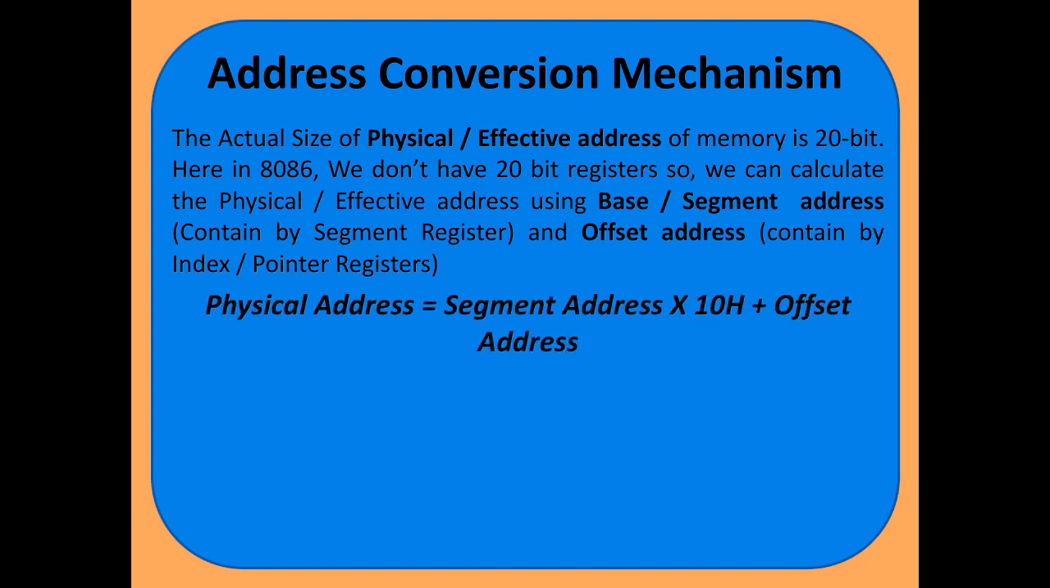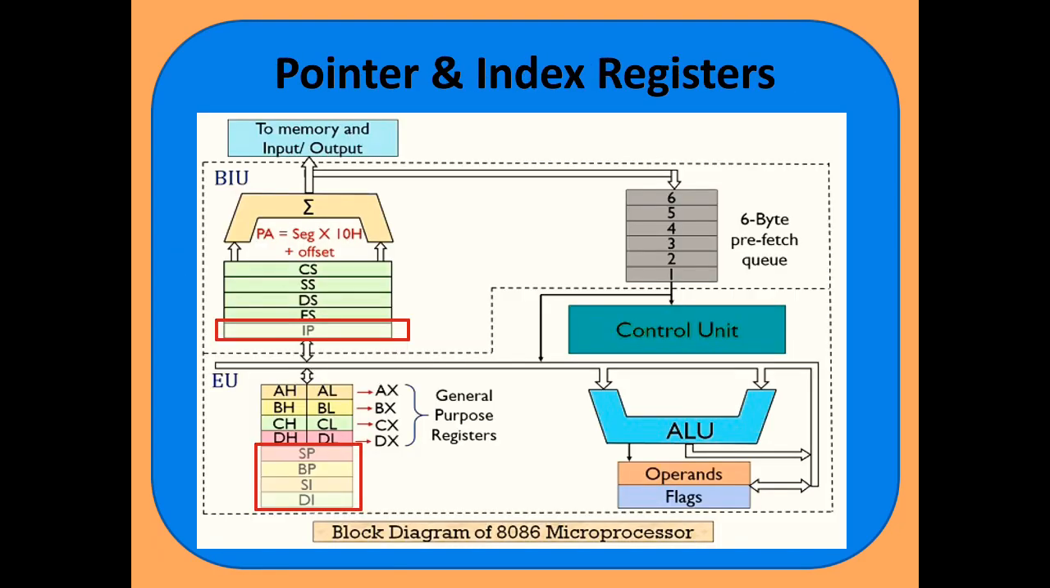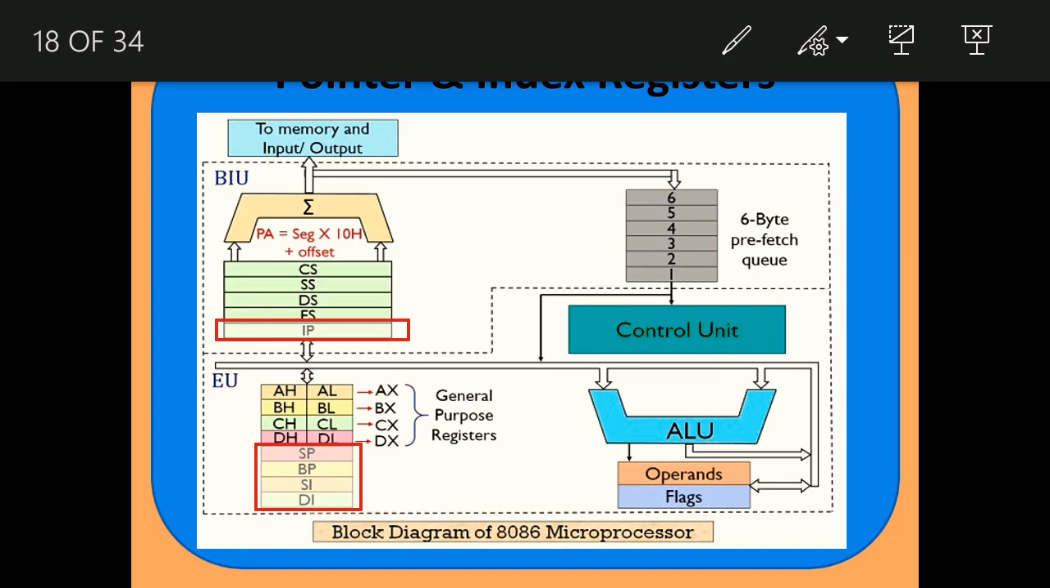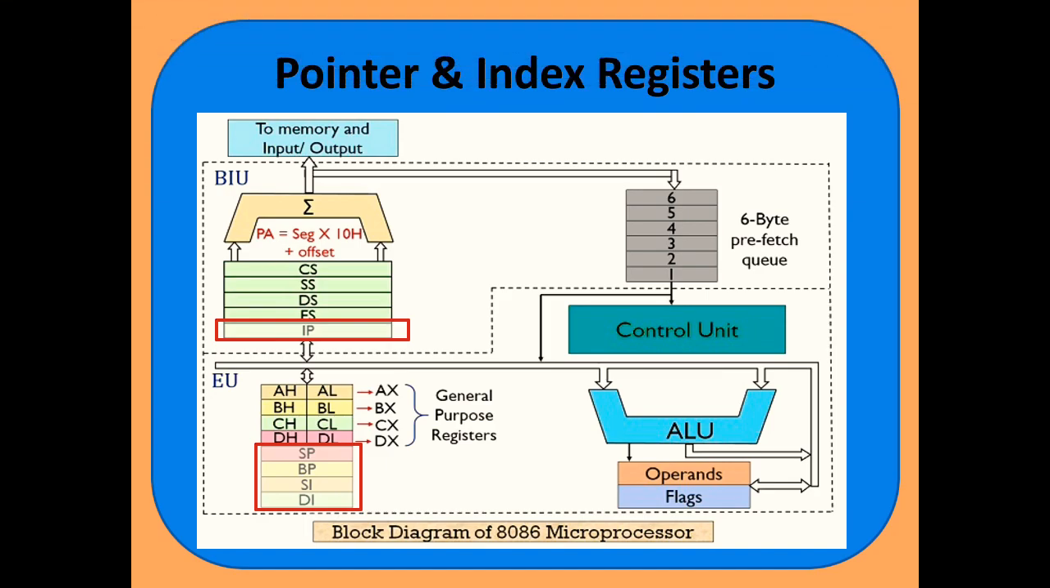Here is the formula: physical address equals segment address times 10h plus offset address. Here 10h means 10 in hexadecimal. To calculate the physical address of the code segment, we use the code segment register and the instruction pointer. Now we can see the pointer and index registers. The instruction pointer is present in the bus interfacing unit, and the stack pointer, base pointer, source index and destination index are present in the execution unit.